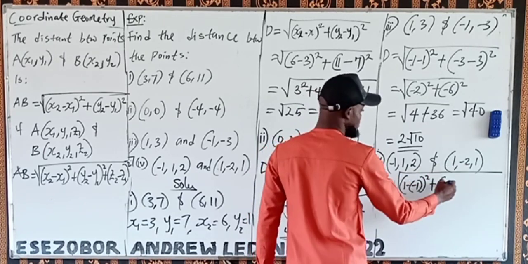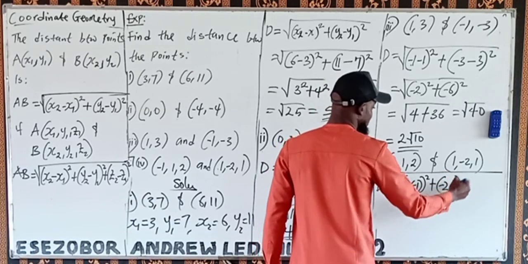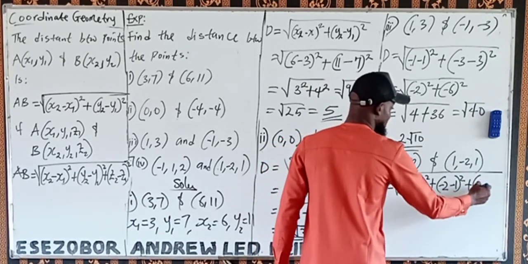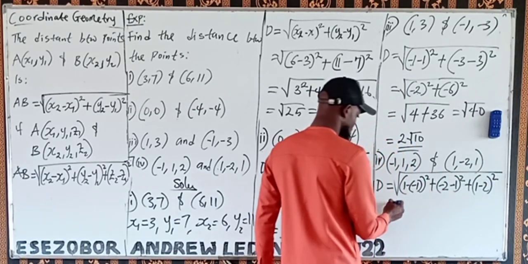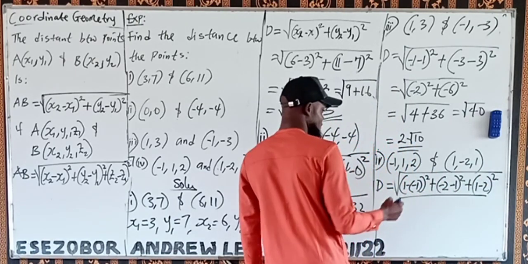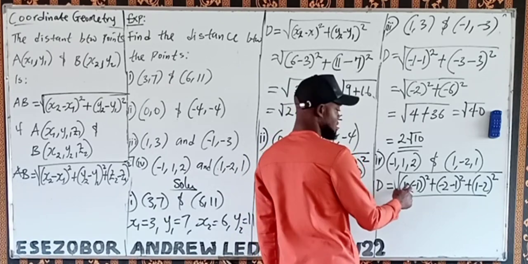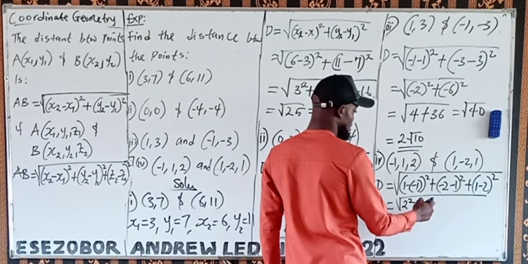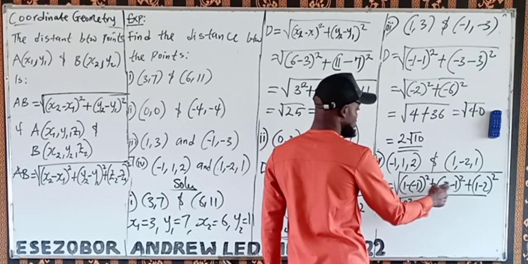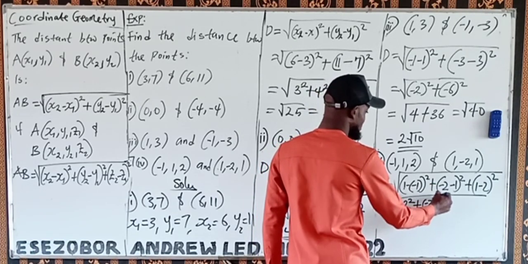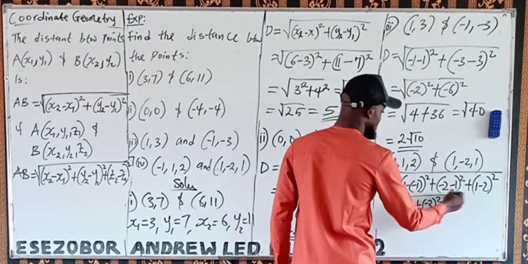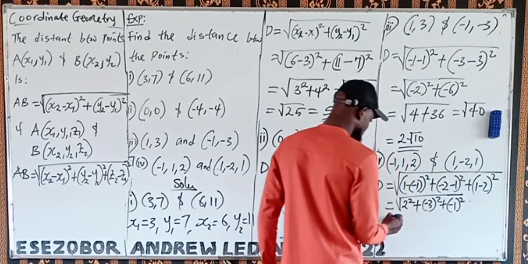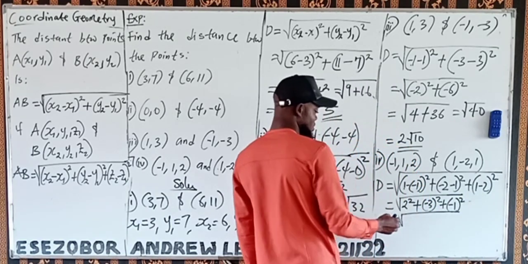Plus (y2 minus y1) squared, plus (z2 minus z1) squared. So it will give us the square root of: 1 plus 1, that is 2 squared, plus minus 2, that's minus 3 squared, plus 1 minus 2, that's minus 1 squared. So this one is going to give us something very nice.